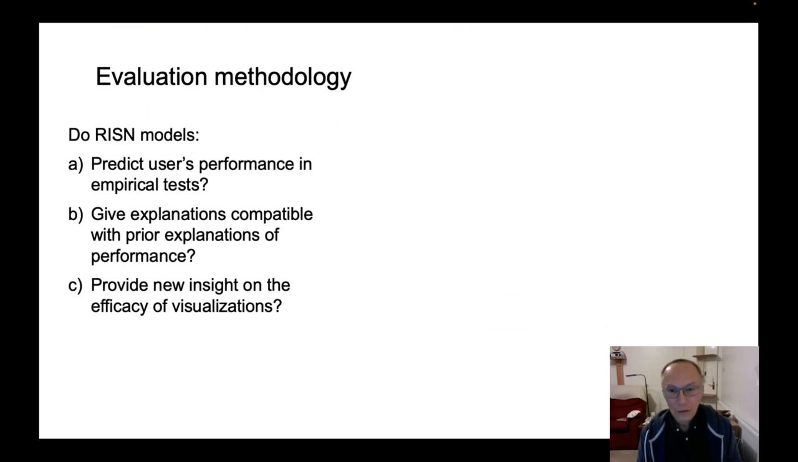The second part of the talk is about evaluation, and there are three aspects to assessing our theory. First, we're going to compare the predictions of the models to assessments of the efficacy of representations determined empirically. Second, we can look at the explanations that are derived from the models and see whether or not they are consistent with prior explanations. And we can also see whether the models provide new cognitive insights.